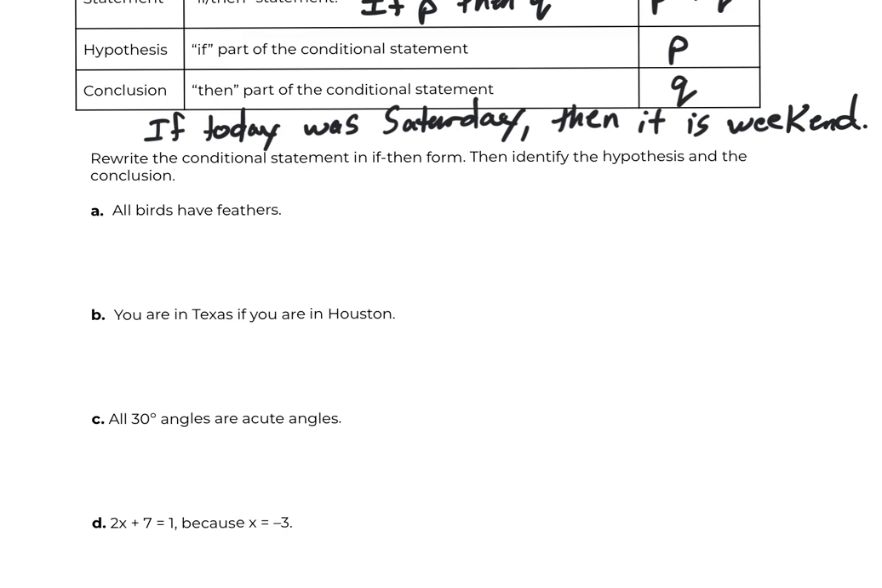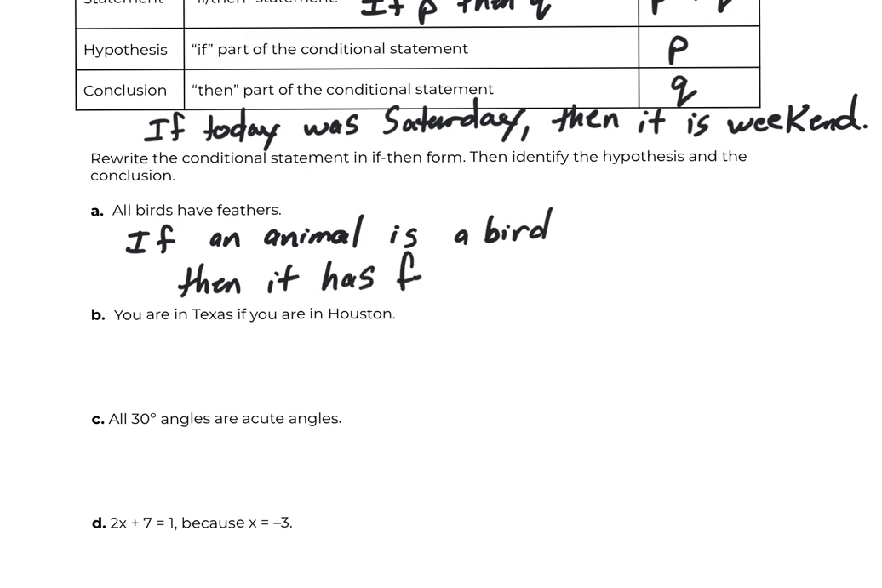If what? Like if animals have feathers, then it's a bird. Okay, you're close. You're on the right track. I like the first part. If an animal, so we don't say anything about animals in the original statement, is a bird, then it has feathers. So we just kind of inserted the word animal.